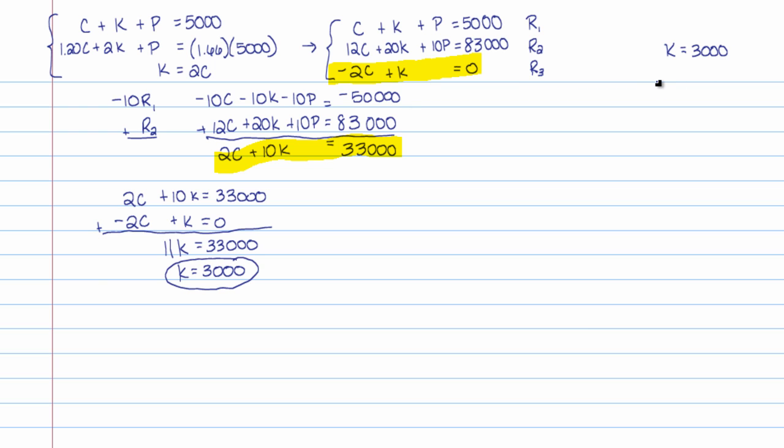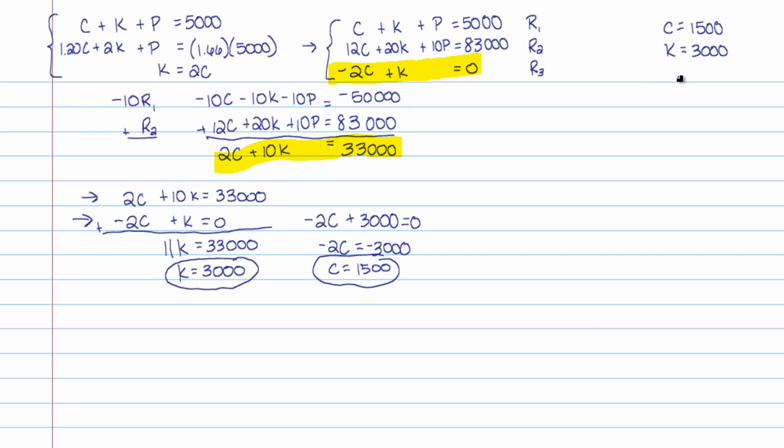Now that I know what k is, I can substitute that back into either of these two equations, either this one or this one, the ones that only have k's and c's. And it looks like the second one would be the easier one to substitute into. So I'll go ahead and say, okay, that means that negative 2c plus 3,000 must equal 0. Subtract 3,000 from both sides. And divide both sides by negative 2. That should be 1,500, I guess. So c will equal 1,500.